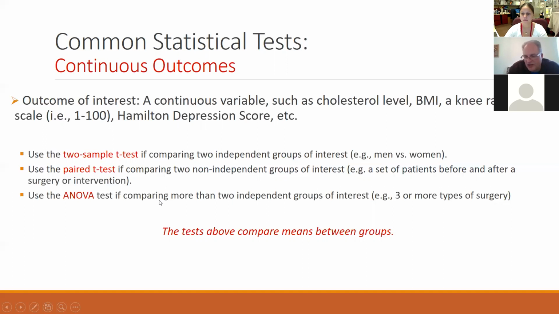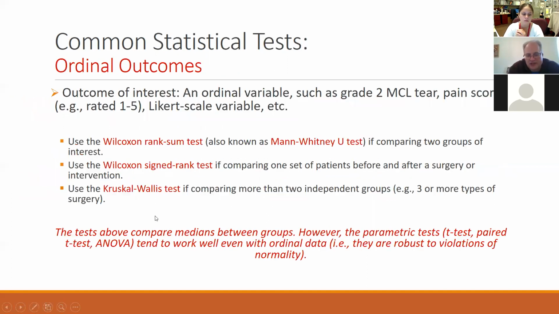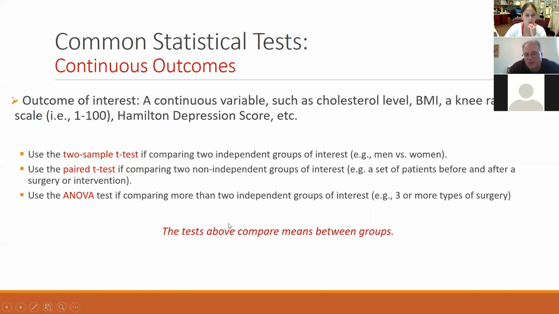So every patient has two values, their pre-measurement and their post-measurement. So the paired t-test looks to see if there is a difference between the pre and post in the outcome variable of interest. The ANOVA test is a test where you're comparing the means, but you have more than two groups.